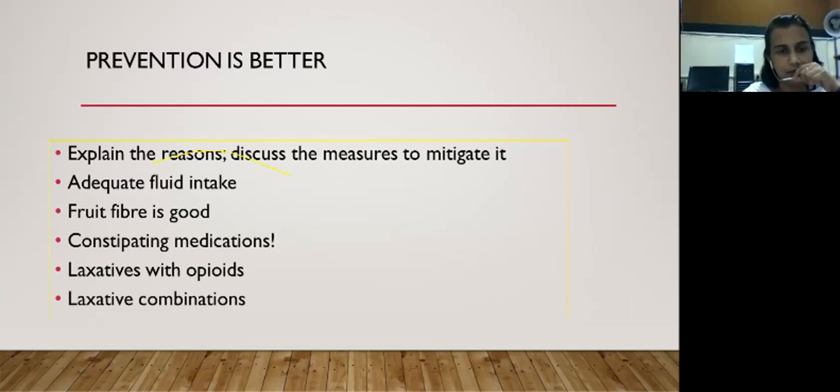Prevention is better. So explain the reason to the patient, especially tell the patient if you're starting an opioid that it can cause constipation, to take laxatives, and adequate fluid intake. Fiber is good. Check about constipation medication, laxatives with opioid, and you can also try laxative combinations. Next slide.